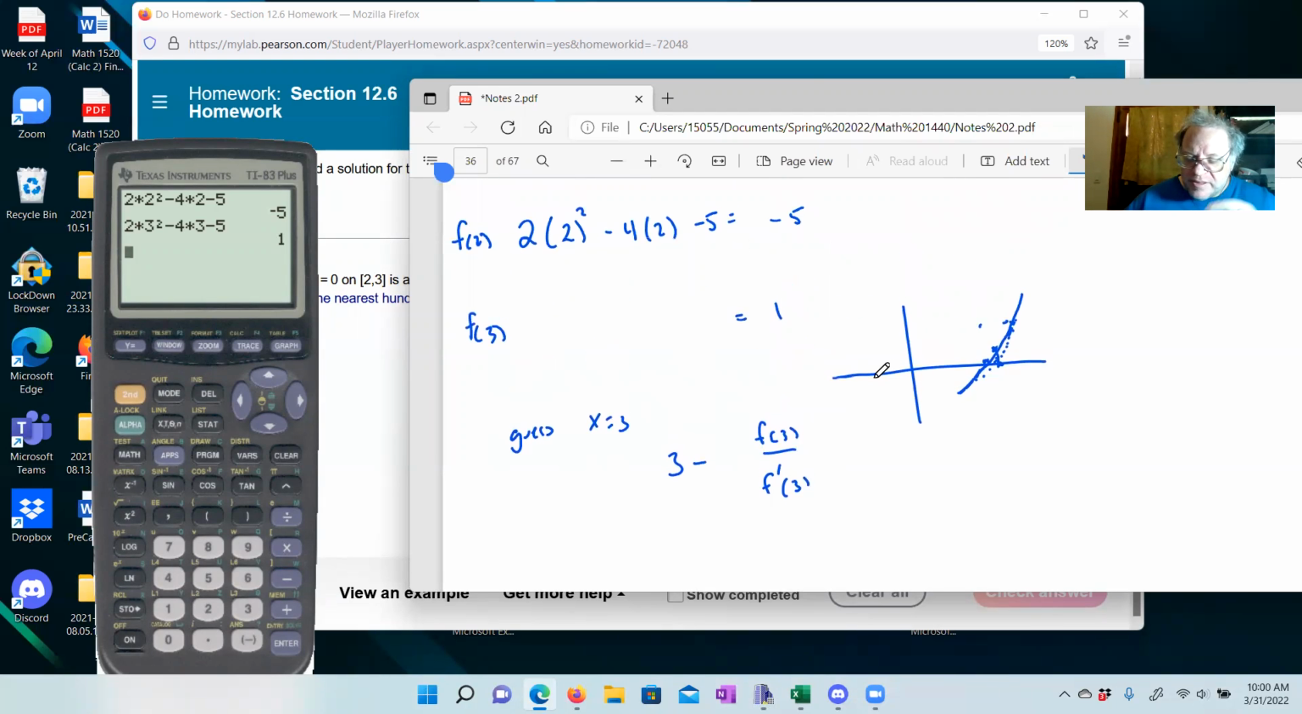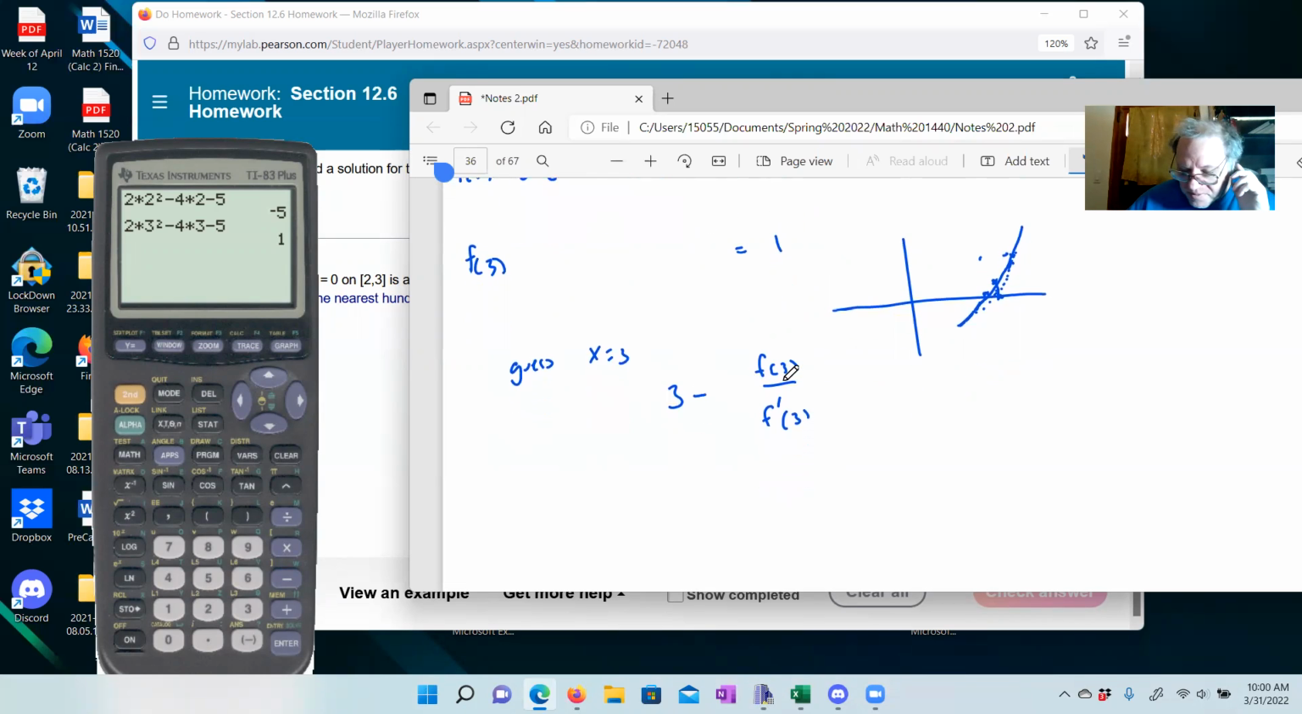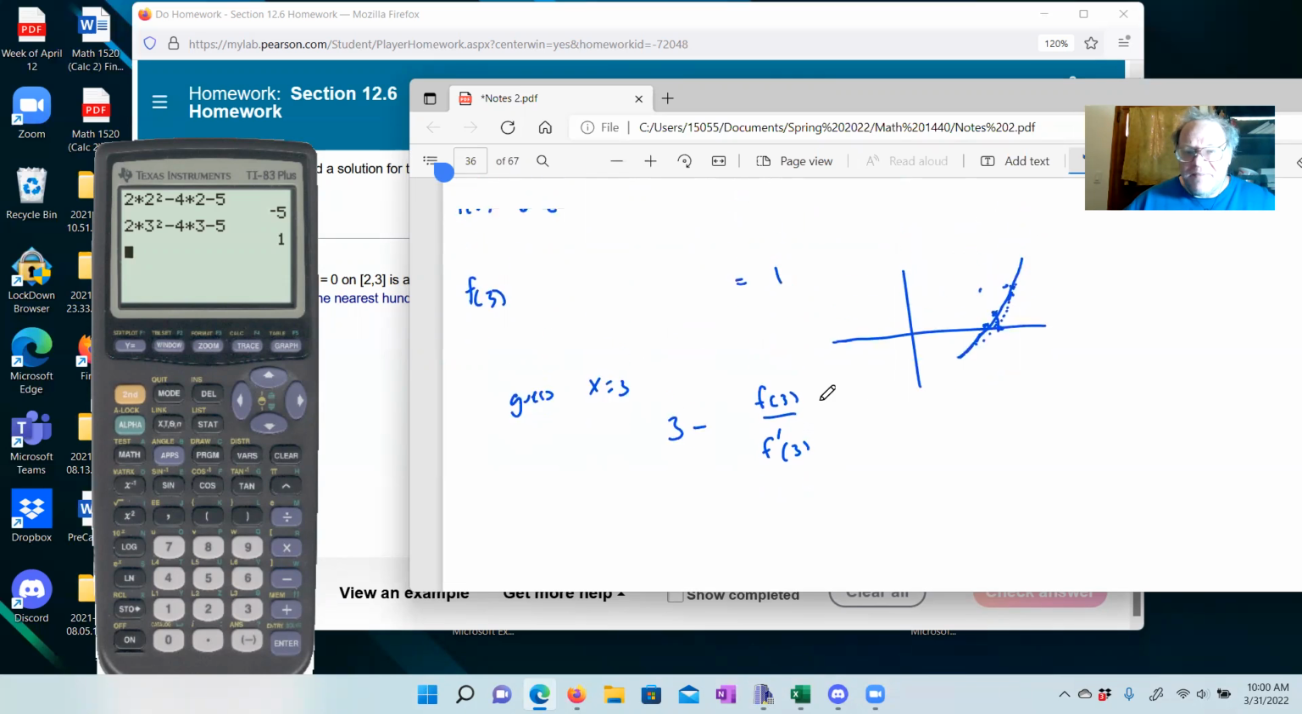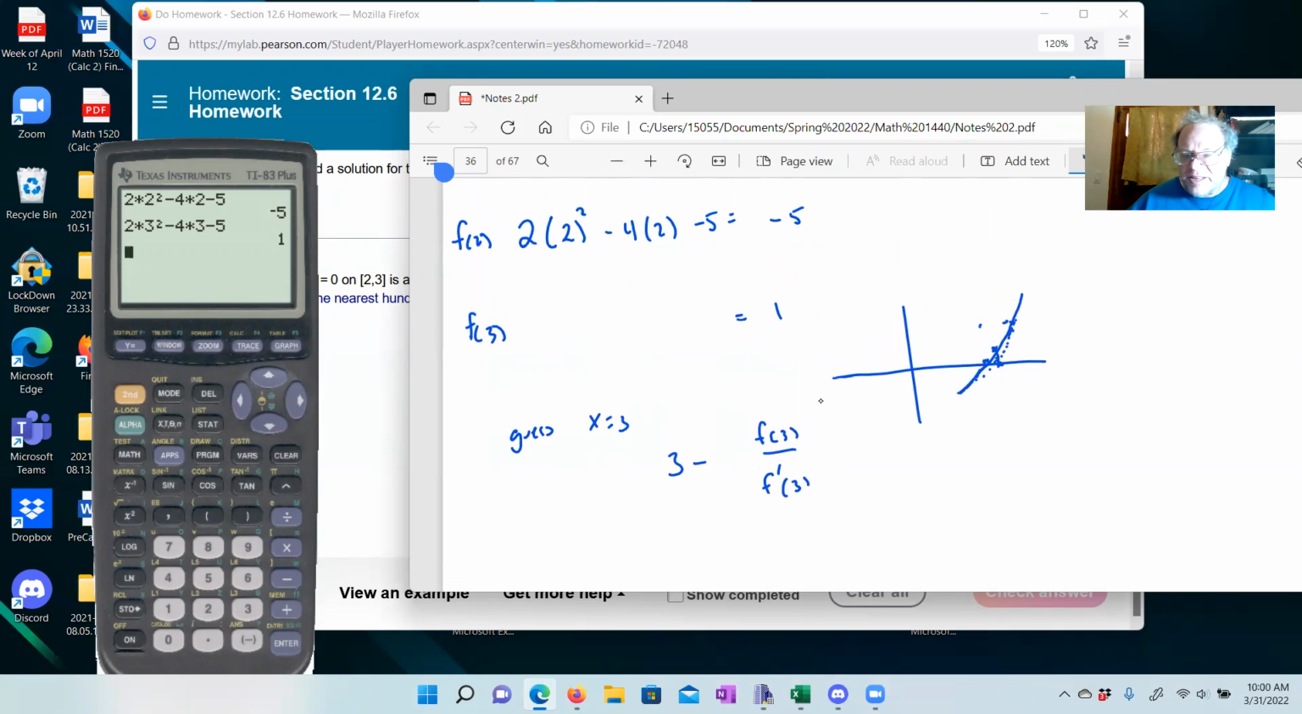Fortunately, if you ever take a numerical methods class, you'll learn that parabolas tend to converge pretty quickly. Okay, so that's a nice first problem. So we're just going to write down 2x squared minus 4x minus 5. That's my f. What is my f prime?